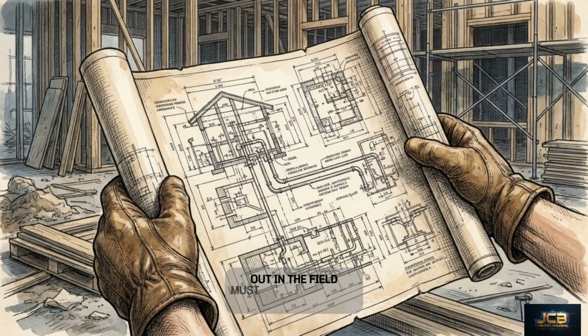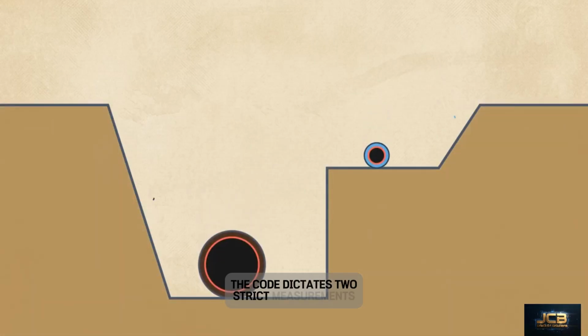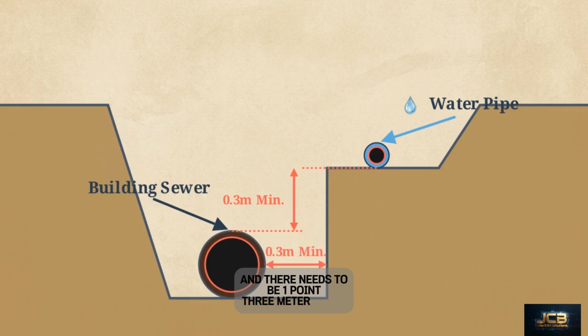Execution out in the field must perfectly match the blueprint. Let's review the specific rules for trenching. There are strict, testable conditions for placing water pipes in the same trench as building sewers or storm drainage piping. The code dictates two strict measurements. The bottom of the water pipe must be placed at least 0.3 meters above the top of the sewer, and there needs to be a 0.3 meter clear horizontal distance separating them.